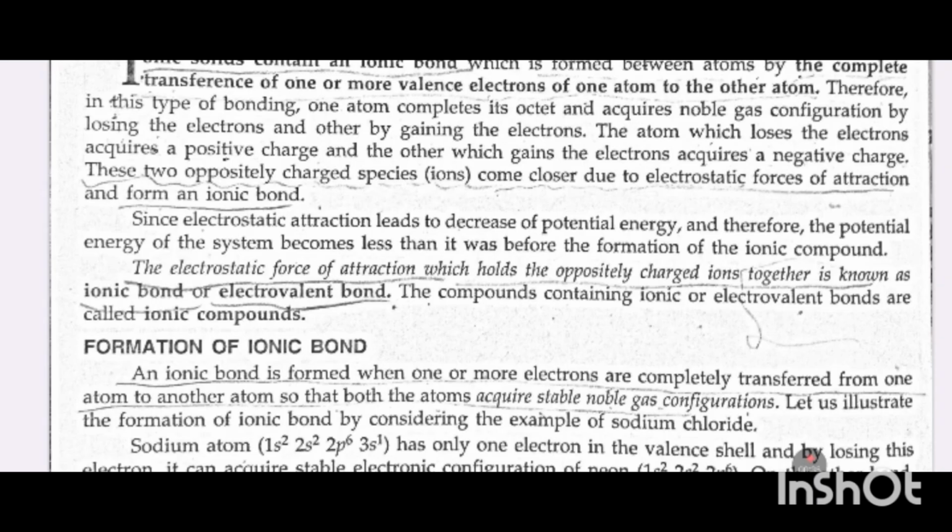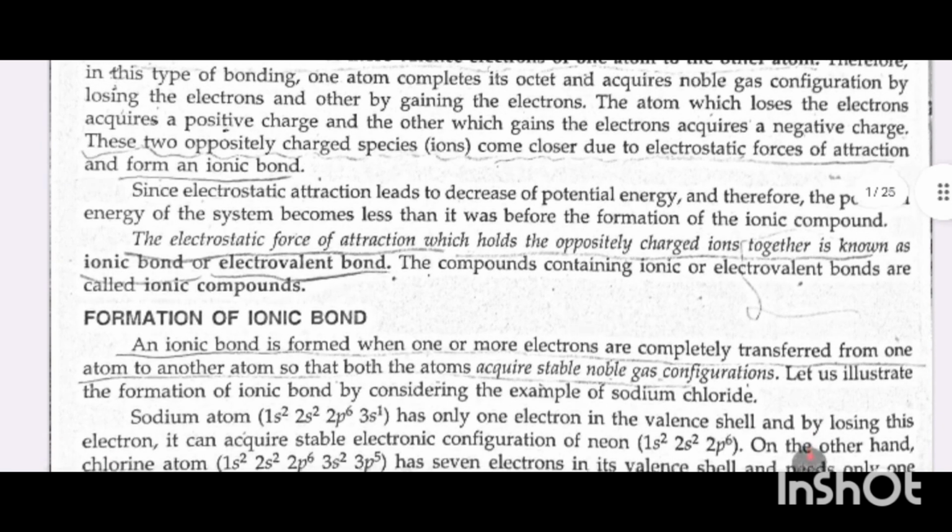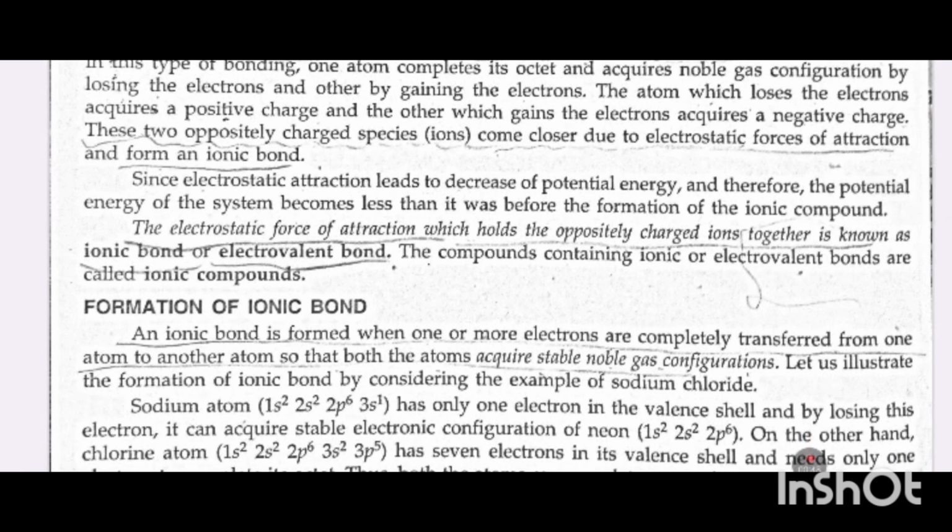Therefore, in this type of bonding, one atom completes its octet and acquires noble gas configuration by losing electrons, and the other by gaining electrons. The atom which loses the electrons acquires a positive charge, and the other which gains the electrons acquires a negative charge. These two oppositely charged species come closer by electrostatic forces of attraction and form an ionic bond.